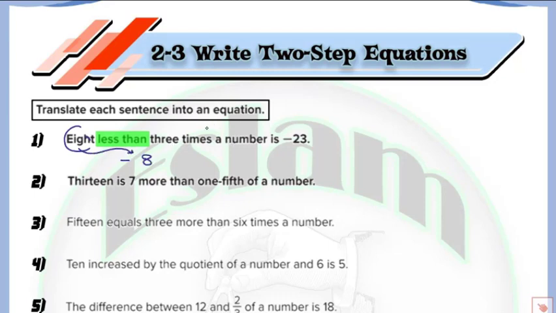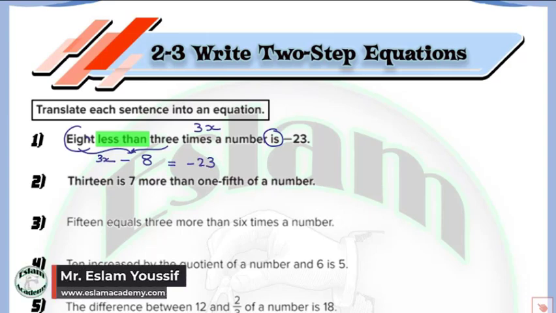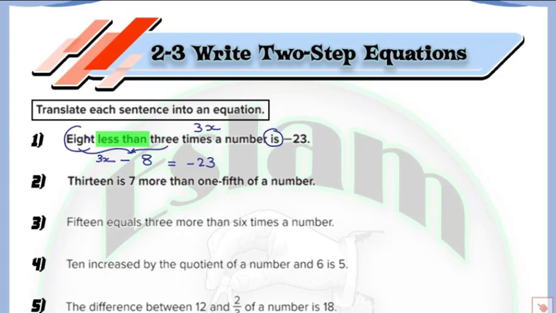3 times the number: this number is x, and 3 times the number x is 3x. So we write 3x before the minus sign. The meaning of "is" is equal, so that will be equals to negative 23. So once we have "8 less than", it means minus, and we change the order. 8 will be after the minus sign, and 3 times a number, which is 3x, will be before the minus sign. "Is" means equals. So we have the equation 3x minus 8 equals negative 23.